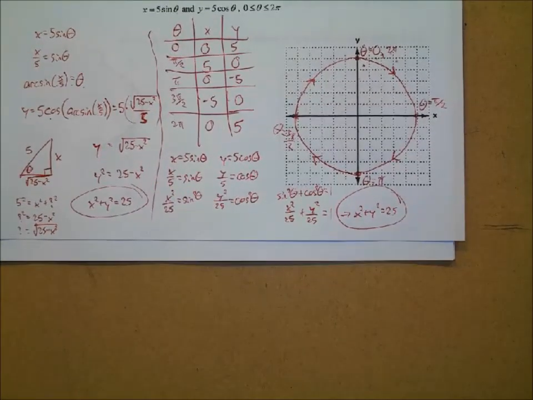Okay, so that's an alternate way to eliminate the parameter. That doesn't follow our typical method of substituting and plugging stuff in, but it works as well because of that relation between sine squared and cosine squared. Questions on any of that so far?